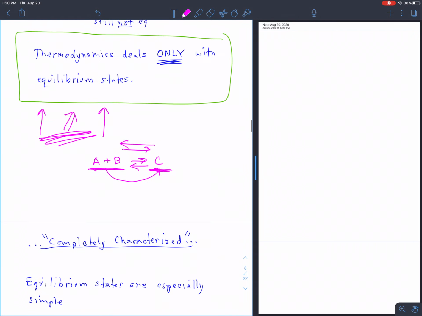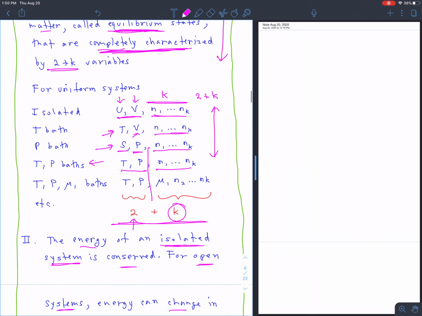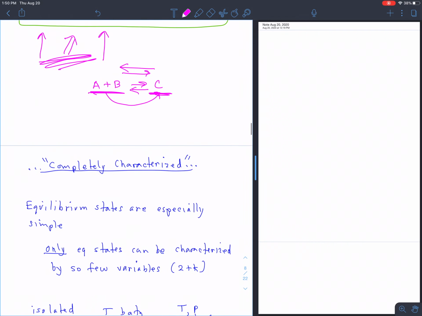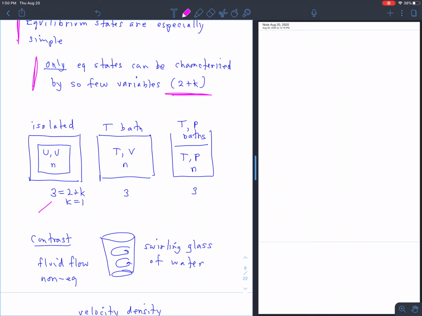All right, next phrase, going back up here, "completely characterized" is the next phrase in our extended first law. That means that if we choose our 2 plus k variables, just 3 variables for the simplest cases, we can predict all the other thermodynamic properties. Equilibrium states are especially simple. Only equilibrium states can be characterized by so few variables. Other things require a lot more variables. We'll talk about that down here a little bit.